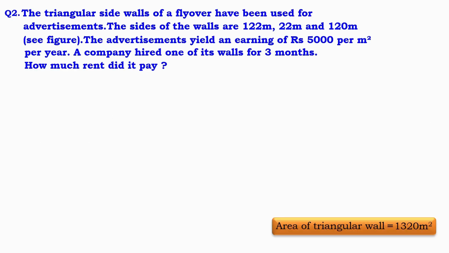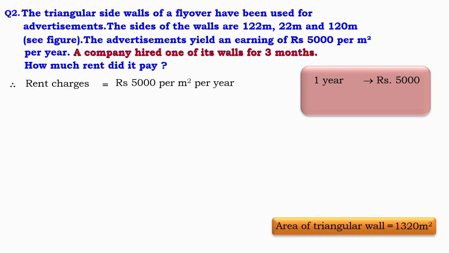Now what is given? The advertisements yield an earning of rupees 5,000 per meter square per year. So for each meter square, the advertisement earns 5,000 rupees in a particular year. So what is the rent charge? That is rupees 5,000 per meter square per year. A company hired one of its walls for 3 months. So in 1 year the charge is 5,000 rupees for 1 meter square, and we need to find the rent for the 3 months.